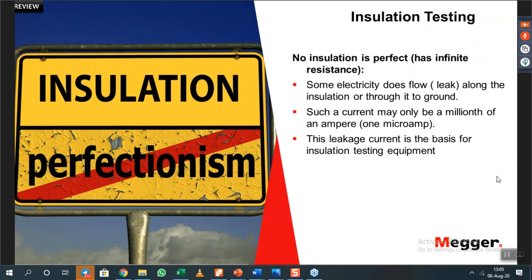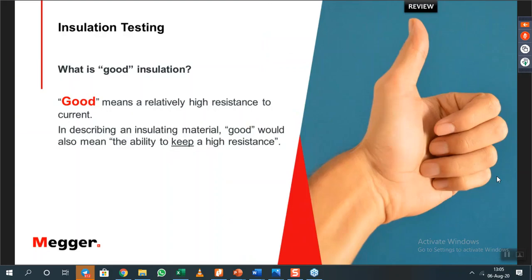This leakage current will define how our insulation is doing, how good our insulation is. And when we say good insulation, that means we have a relatively high resistance. By describing an insulating material as good, that means the insulation has the ability to keep a high resistance no matter how much voltage you inject, no matter how much voltage it experiences. So the ability of keeping its high resistance is a quality of a good insulating material.